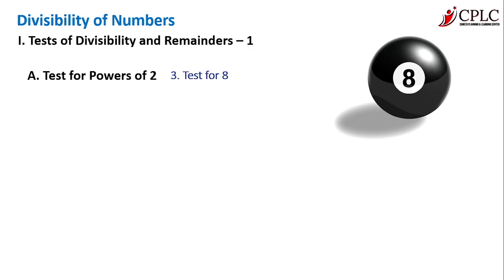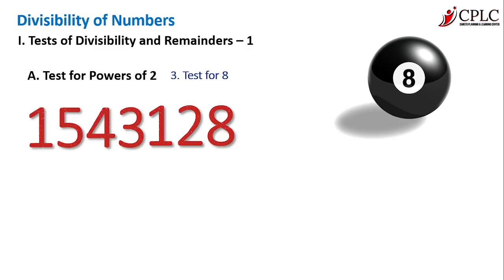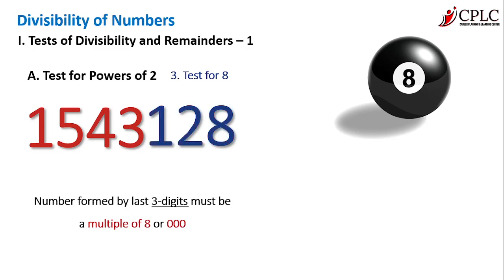Now 8 in this case is obviously the third power of 2, that is the cubic power of 2, and hence automatically we need to focus on the last three digits of the number. If the last three digits of the number are divisible by 8, then we say that the entire number is also divisible by 8. We do not have to check. It can also be three zeros in the end part of the number. So that is divisibility of 8.